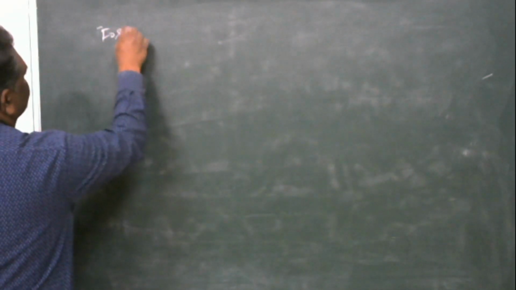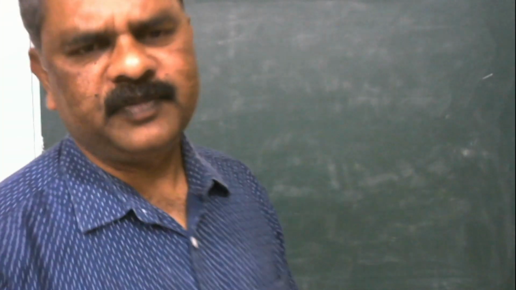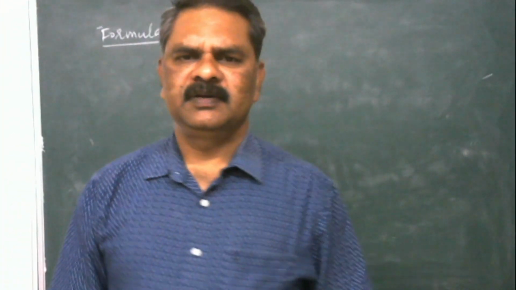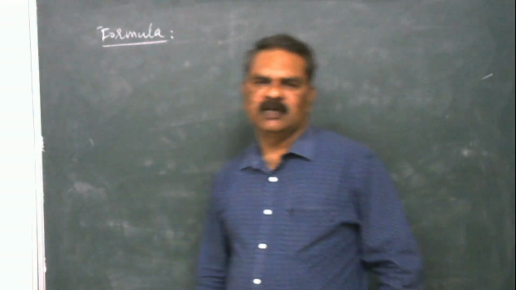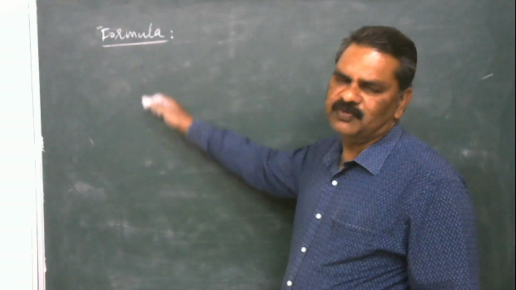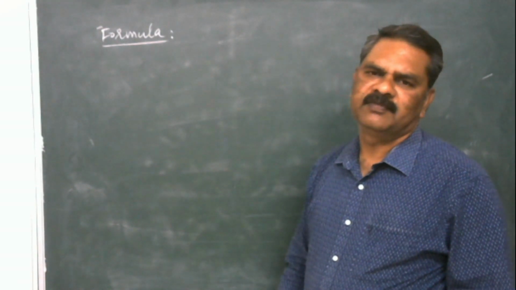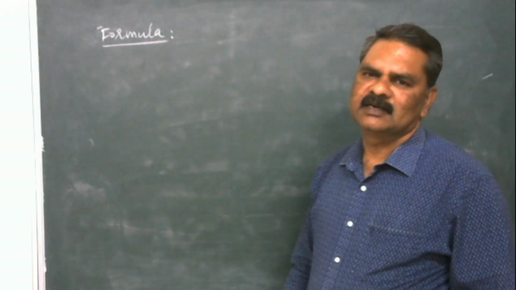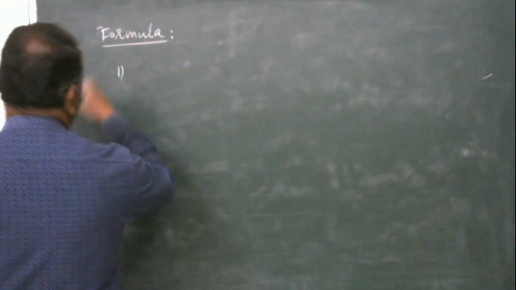Still we have a few more formulas. Let me write formulas. If you want to find the cost price, if you know the profit percent, if you want to find the selling price, if you know the loss percent, so we can easily remember 3 to 4 formulas, and we can use the formula so that we can easily find selling price or cost price if you know profit or loss percent. Let me write the first formula.